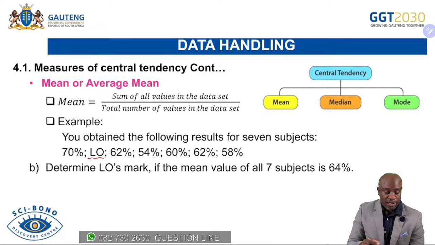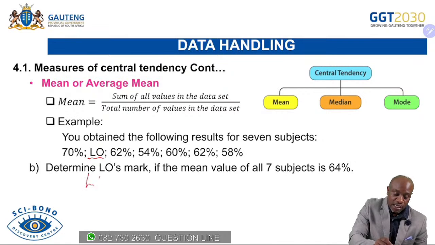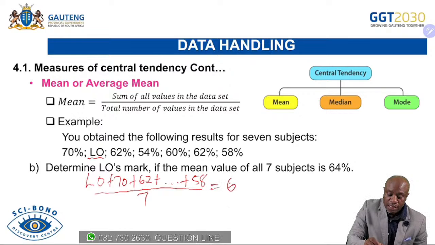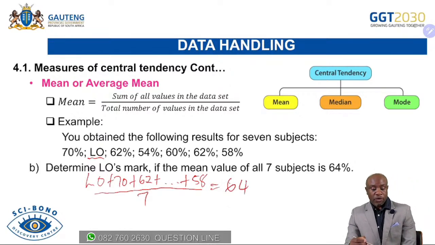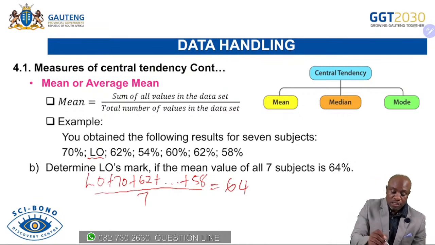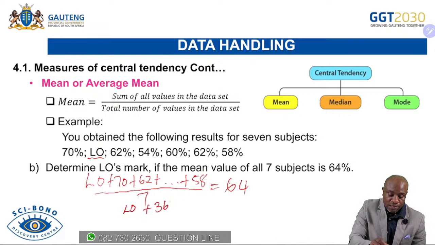Let's add the rest of the scores. We said we're going to add LO plus the 70, the 62, the 54, up to 58. And then we divide this by 7. And we say the answer is given to us as 64. So we know already the mean mark. But there's one subject that we don't know the score. And we're going to add the rest of the marks. And if we add the rest of the marks, we got 366. So we have LO plus 366 divided by 7 equals 64.